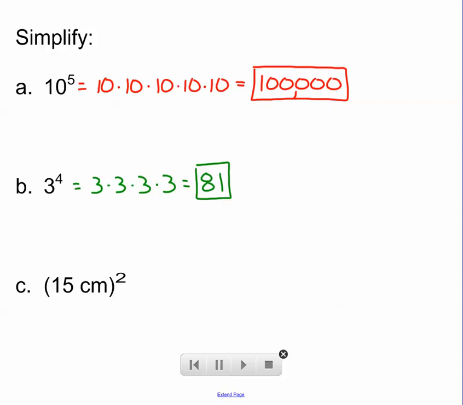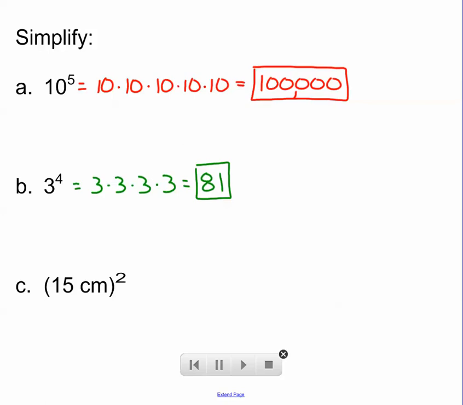This number up here, the 4, is called the exponent. It's how many times you're repeating the 3. And the 3 down here is called the base. So that's the number that is being repeated. So 3 times 3 times 3 times 3. 3 4 times would be 12. That's not what we're doing today.